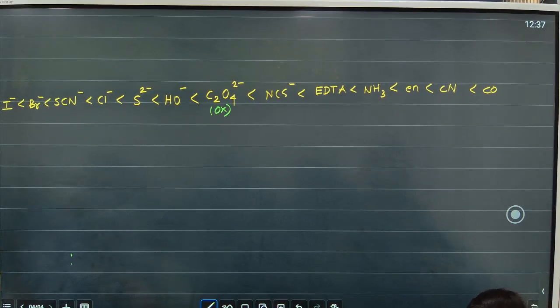In general, ligands can be arranged in a series in increasing order of field strength, as shown below.